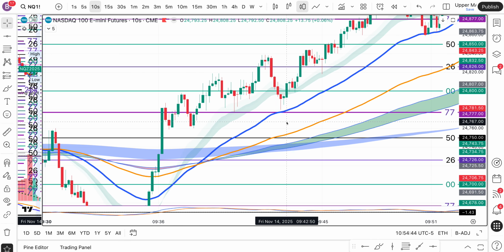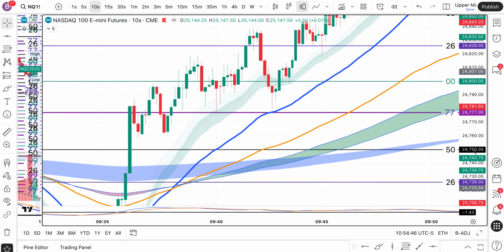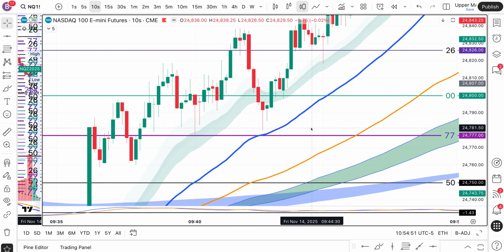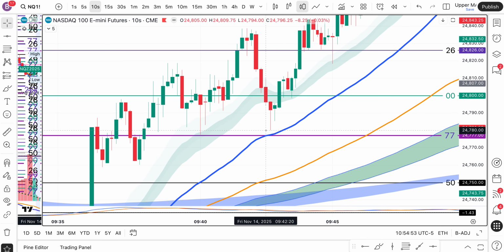and made its first contact, or almost contact, with our EMA, our blue EMA. Now, the fact that it didn't make full contact with it is not something you should be concerned about. In this case, it got as low as 780. The blue line at this point was at 777. So 2.5 points under, and obviously our 77 was right there as well.